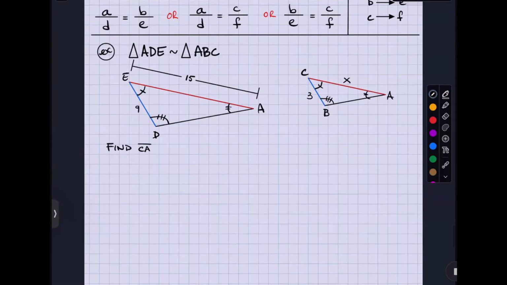So in this problem here, I even color coordinated the sides just so that I know which sides are corresponding, right? So if I had to find CA, CA is right here. The corresponding side with that is 15. I see 9 here, which is the blue side. The corresponding side must be 3. So I would write what proportion?